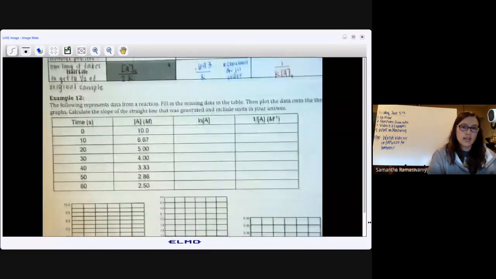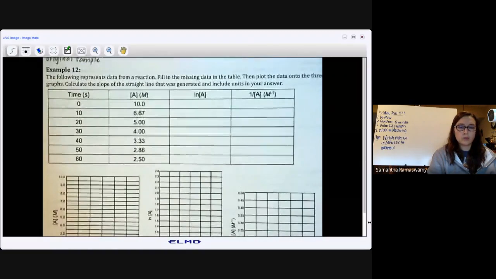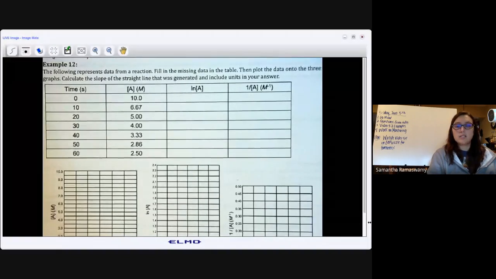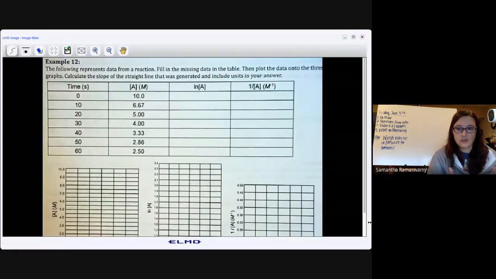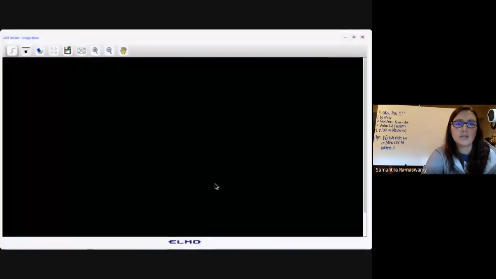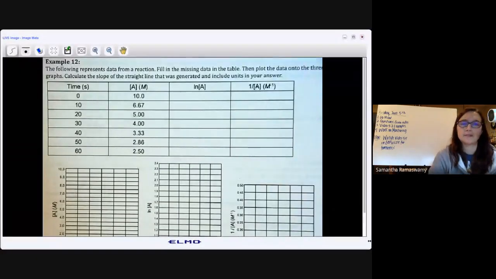Example 12 is part of an older free response question where you had to graph data. The data that you graph, they already gave you the scales of each of the graphs at the bottom of the screen. If we look at example 12, it says the following represents data from a reaction. Fill in the missing data in the table. Then plot the data onto the 3 graphs, calculate the slope of the straight line that was generated, and include units. We'll worry about the slope at the end. 2 things we're going to do first.